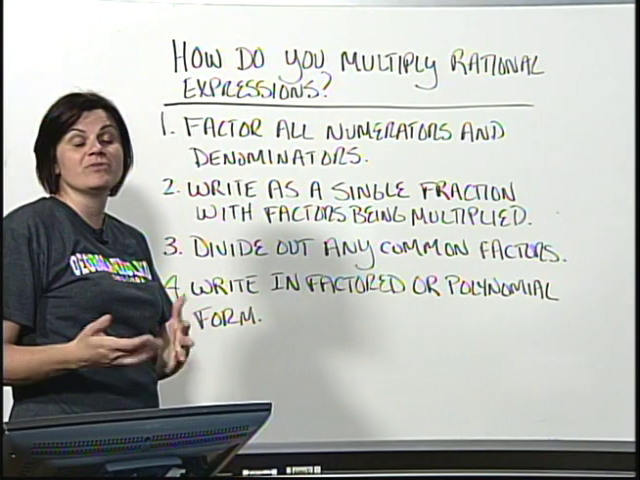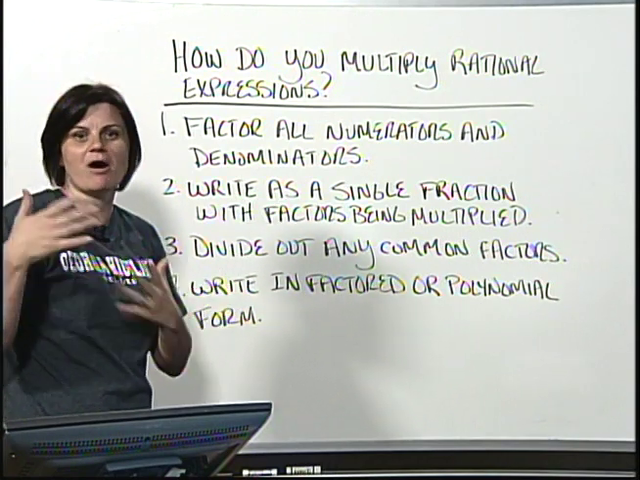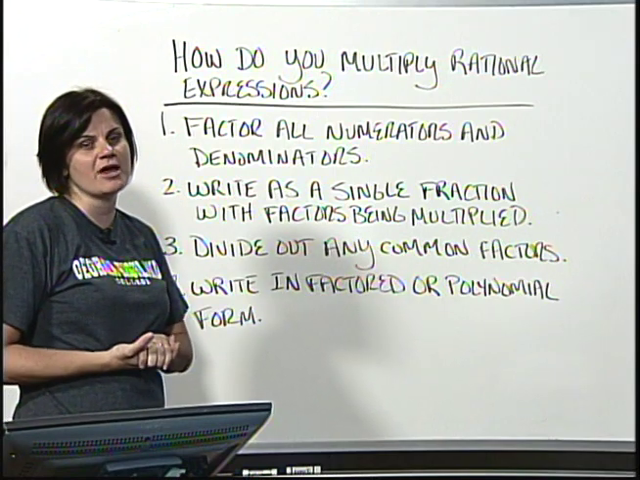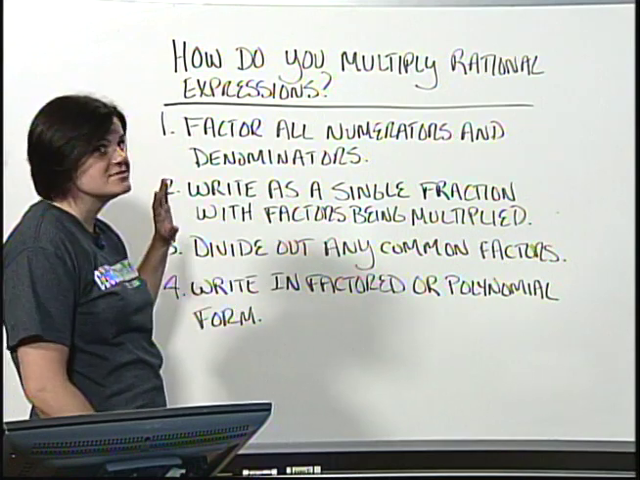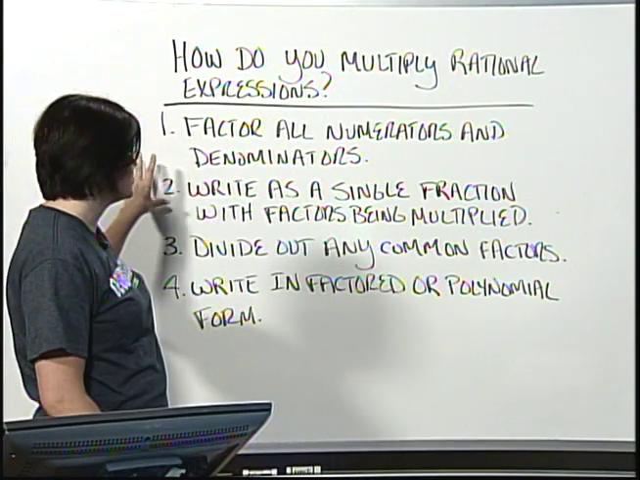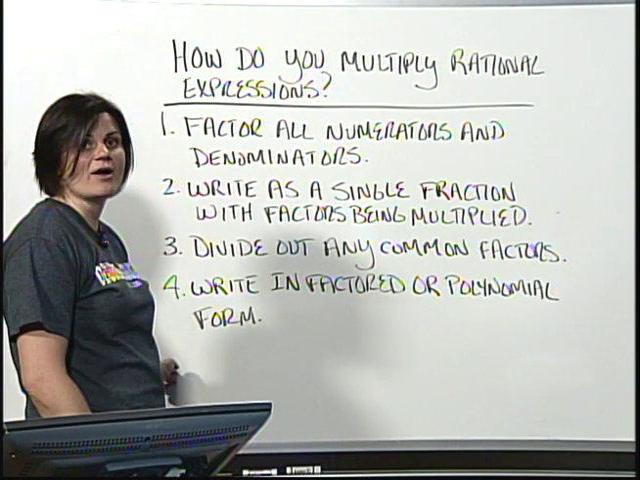We know that rational expressions are really just big fractions with polynomials in the numerator and the denominator. So when you multiply fractions, you multiply straight across. Same thing with rational expressions. And then you're just going to proceed to simplify what you're left with.